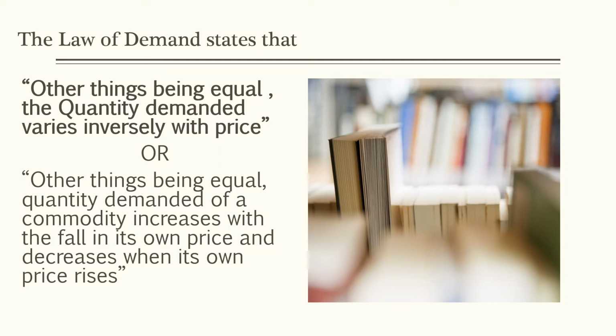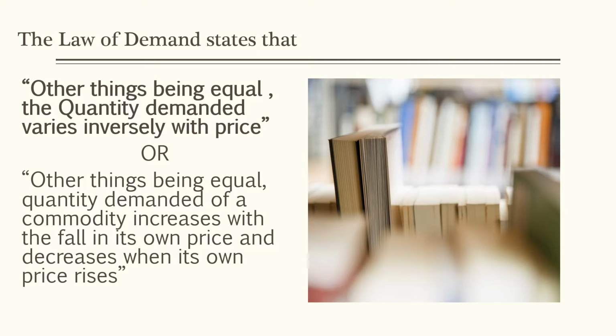So we see here in the statement of the law, when we studied about individual and market demand curves, we clearly saw that what was true for the individual consumer is also true for the market. And so we see that there is an inverse relationship between price and quantity demanded. And that is what is exactly stated in this law. Other things being equal, the quantity demanded varies inversely with price.